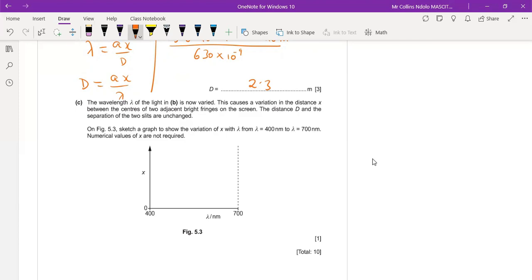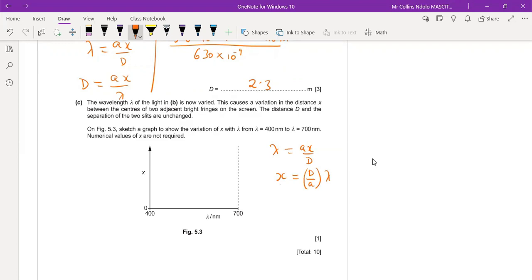Numerical values are not required. Now, look at this. Lambda is given by AX over D. We are plotting a graph of X against lambda. That means X will be equal to D over A times lambda, meaning this becomes our gradient. Because the gradient is constant, therefore X.